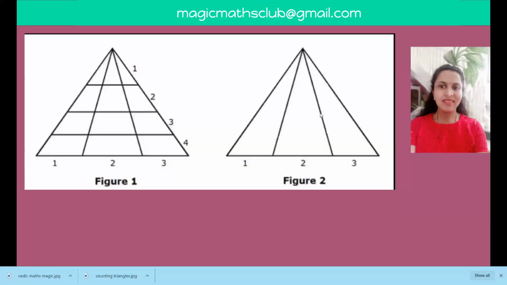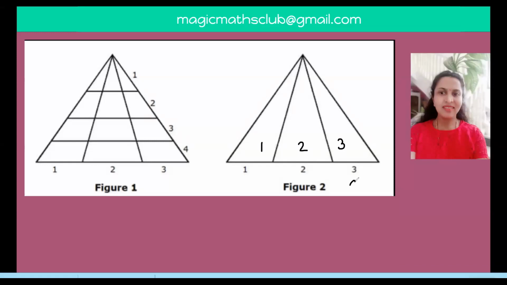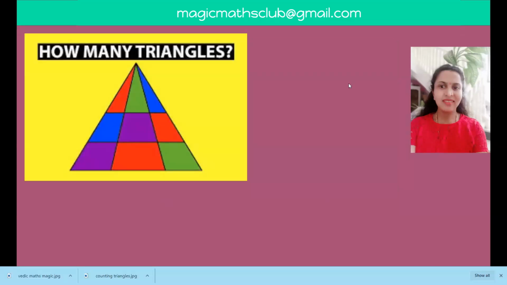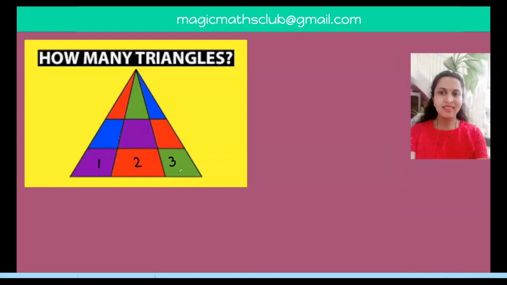Let's see this one. So here you have 1, 2, 3. So 6. And now how many parts has it been divided into? 1, 2, 3, 4 parts. So 6 into 4 gives you 24. Let's try another one. Same way, this one just colored 3 and here also 3. So 6 into 3, that gives you 18.